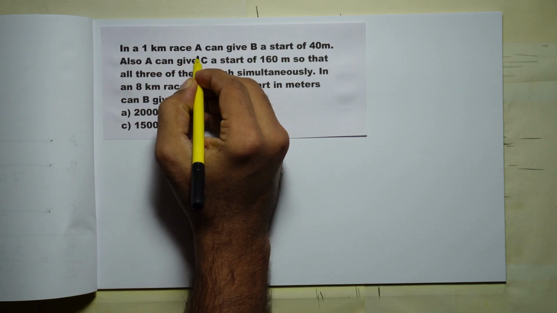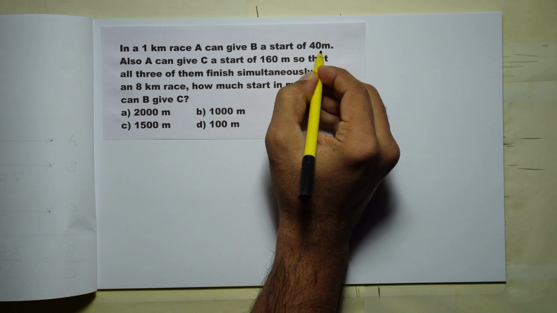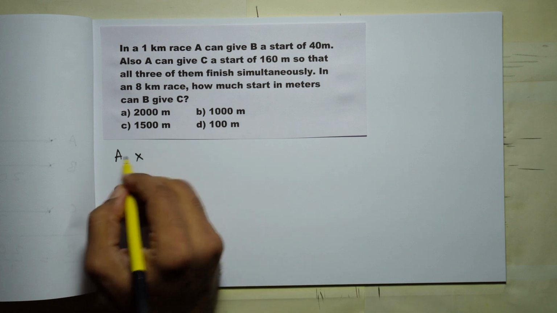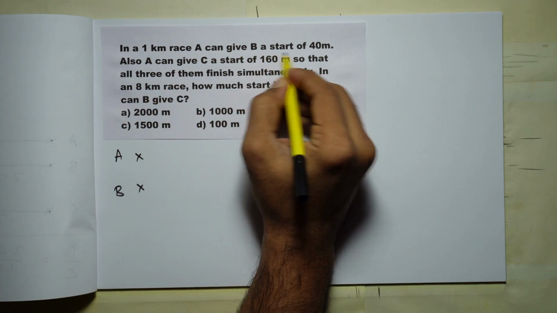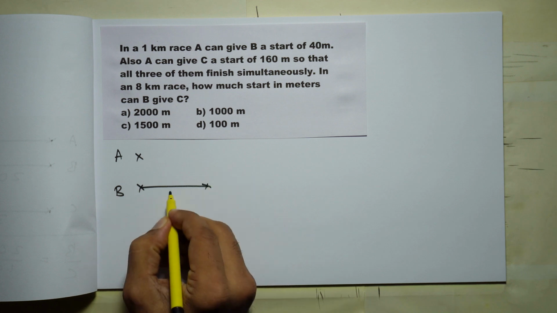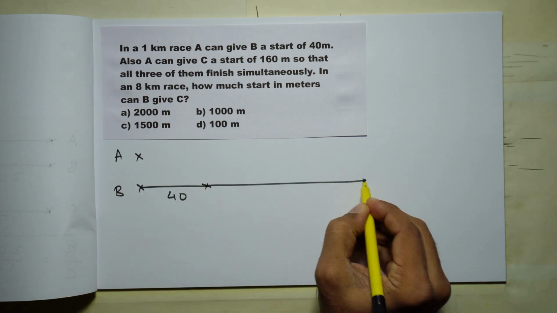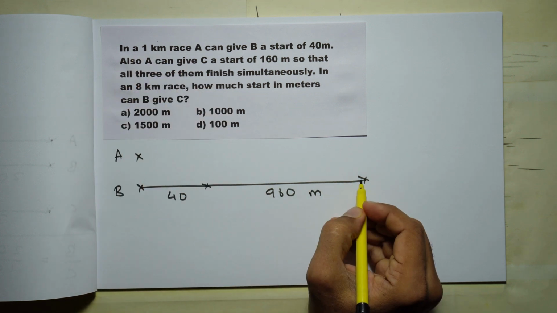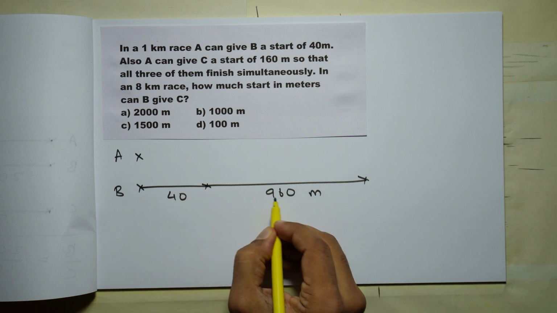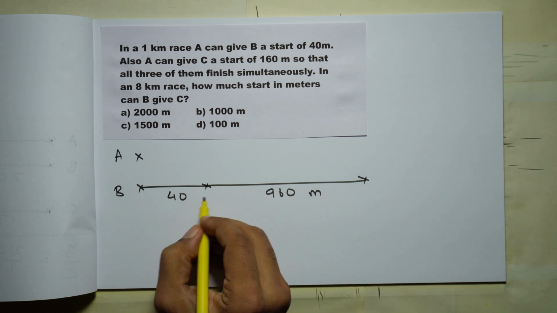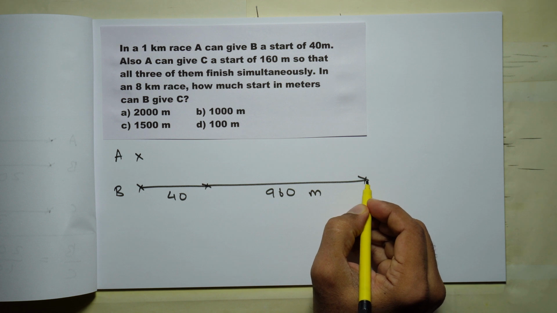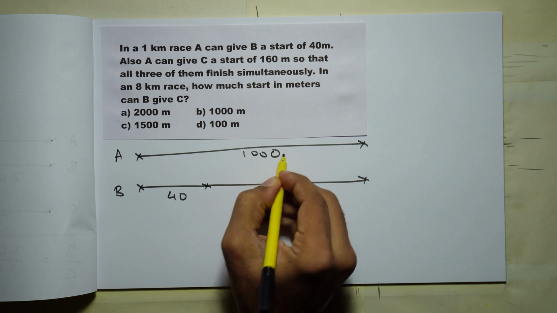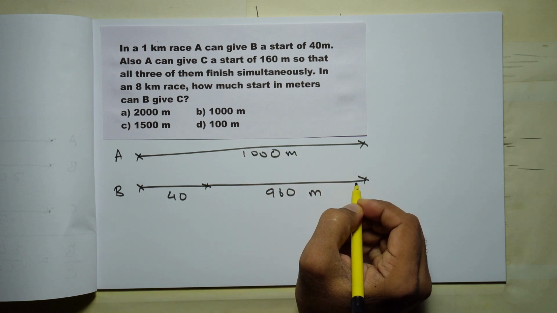In a 1-kilometer race, A can give B a start of 40 meters. So assume that this is the starting point. Now it's a 1-kilometer race and A allows B to run for 40 meters. Now remaining distance is 960 meters because altogether it is 1 kilometer or 1000 meters. So after 40, remaining distance is 960 meters. And when B does this remaining 960 meters, in that much time, A will do the full 1 kilometer or 1000 meters and they will finish simultaneously.